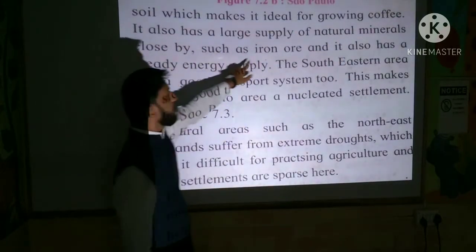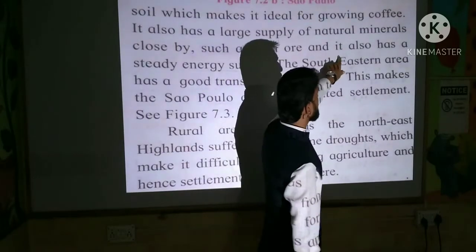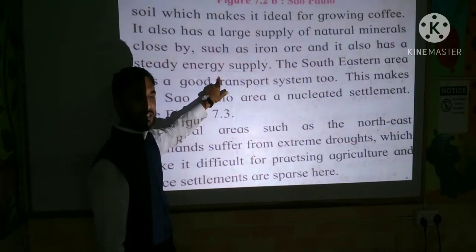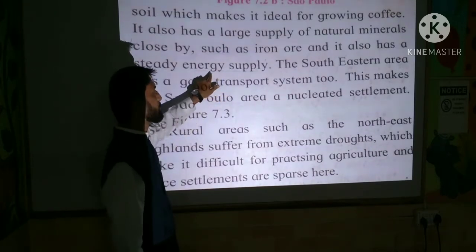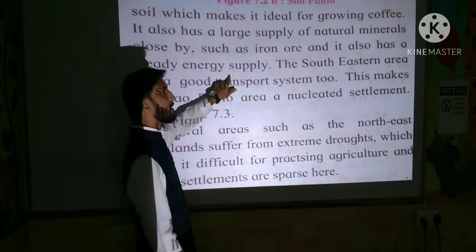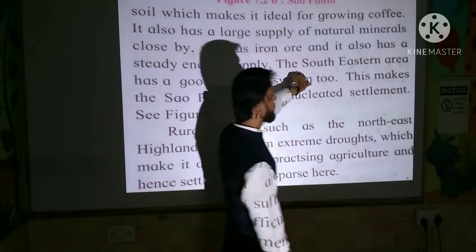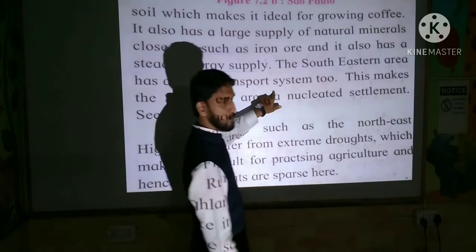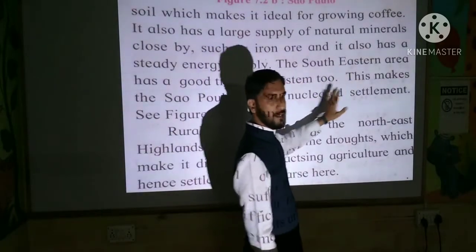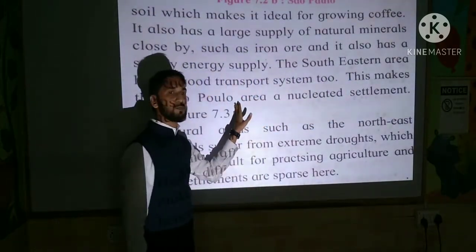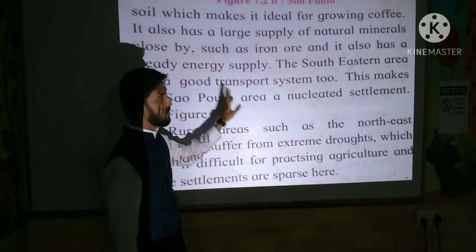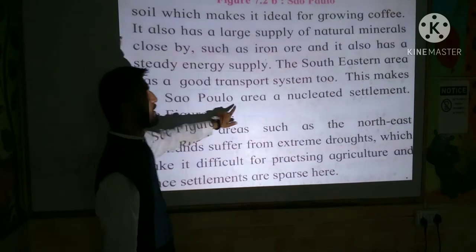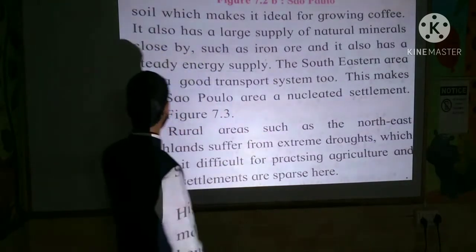Such as iron ore, and it also has a steady energy supply. It means this is also one positive point of this coastal region. This energy supply is easily available. The southeastern area has a good transport system too. It means this southeastern part of Brazil is suitable for transport. Students, see here, this makes the Sao Paulo area a nucleated settlement.